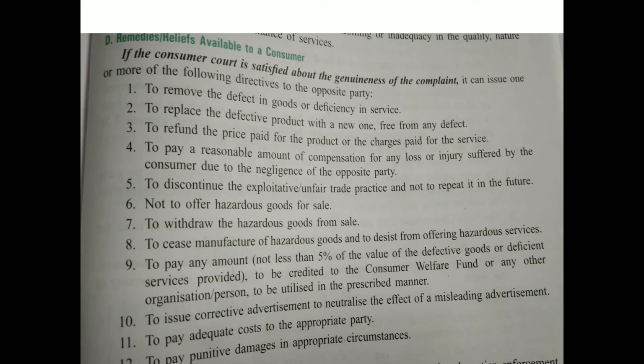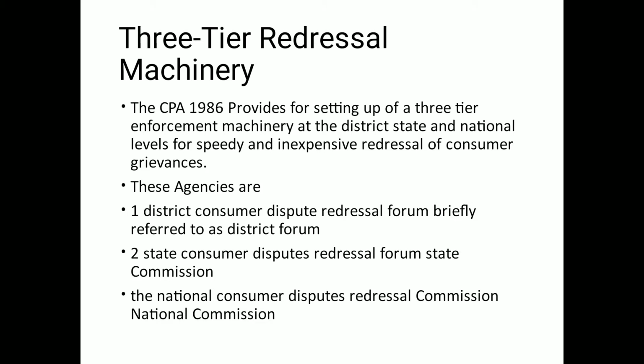So these were the remedies available to a consumer in case the court is satisfied about the genuineness of the complaint. Now we are going to study a very important part, that is the three-tier redressal machinery. This is often asked in case study form or in a direct question wherein you have to explain commissions. There are three commissions here: district commission or district forum, then the state commission, and the last one is the national commission. Also the constituencies of these commissions are important. You have to remember what kind of committees are formed in which kind of forum or commission. I'll be explaining each of them separately.